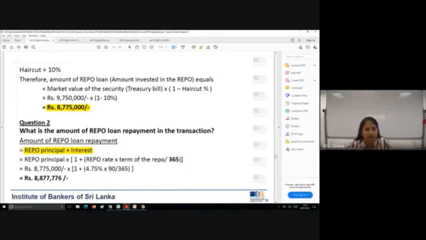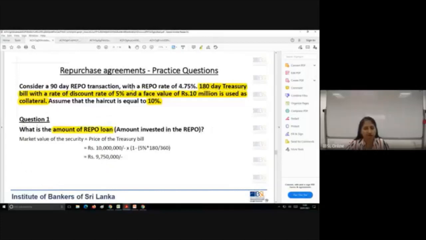How do you calculate your interest? Simply, this is the add-on interest method. So you take your principal 8.775 million, multiply that by your repo rate. This is the repo rate given in annual term, but your arrangement is only for 90 days. Now, so many students get confused.